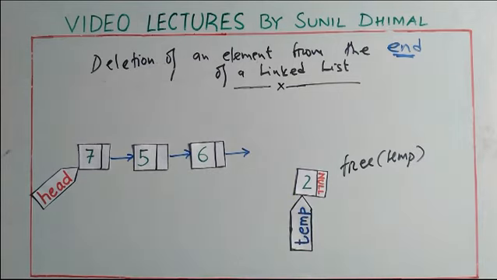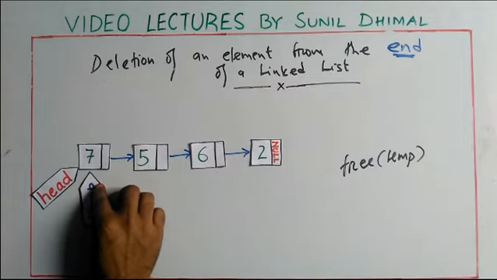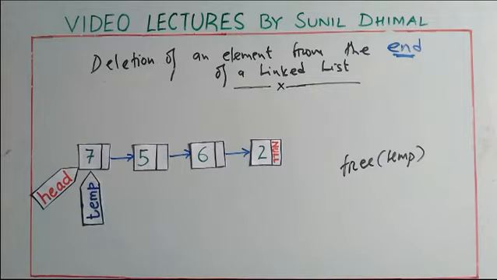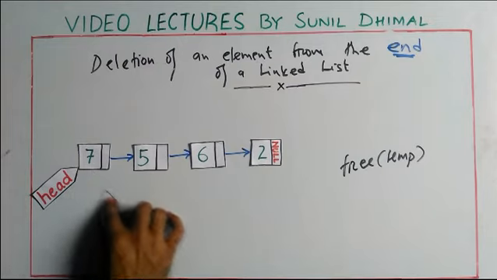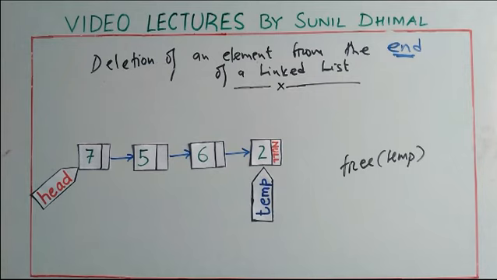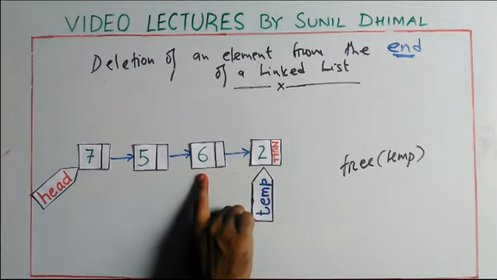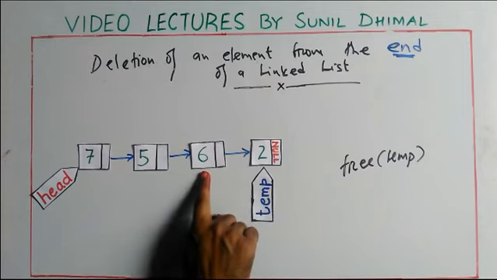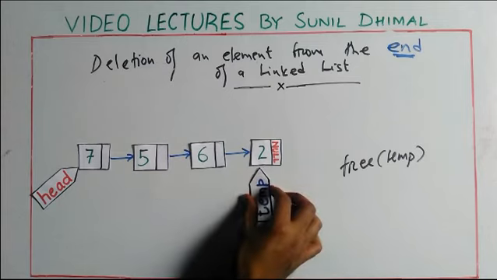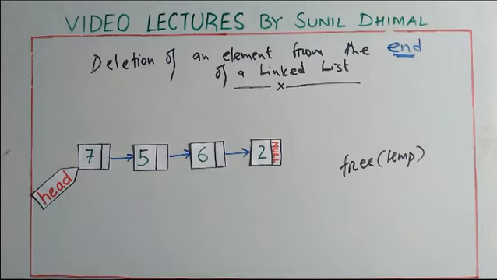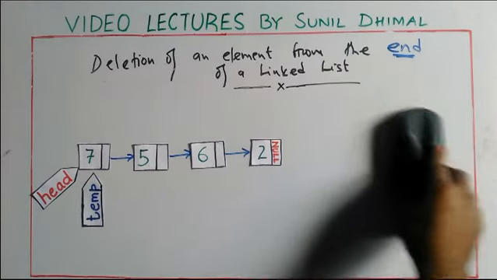So let's take it back. This is the last element, so temp is pointing initially to this. I need to have one more pointer. Once temp points to the last node, I need one more pointer that is pointing to the second last node, such that I can make the link of this second last node null. So for doing this, initially the setup is something like this.